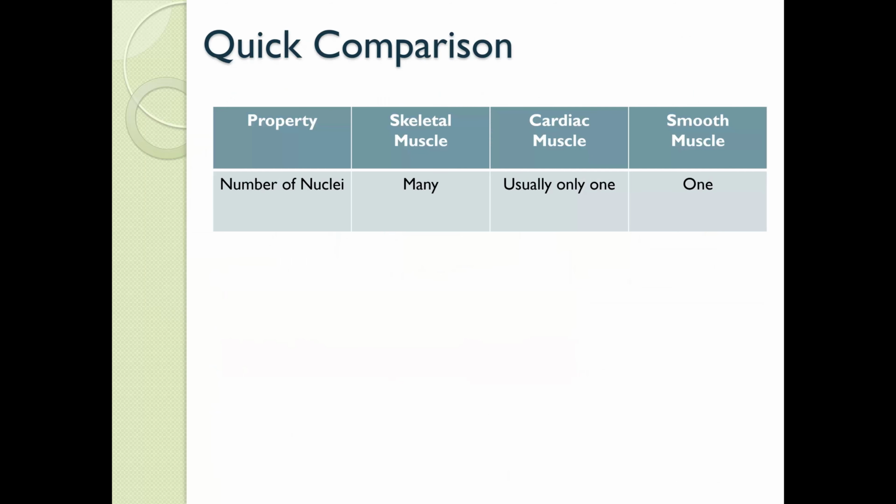So a quick comparison of the three different types of muscle, and again, you're going to get a lot more detail in Chapter 10. But if we look at the number of nuclei, skeletal muscles have many nuclei per cell. Cardiac muscle cells only have one, or usually only one. Smooth muscle only has one. Does it have striations? That is the visible stripes from actin and myosin. Remember, they all have actin and myosin, but only if they're arranged in a certain way do you see the stripes. And the striations are seen in skeletal muscle and cardiac muscle, but not smooth muscle.